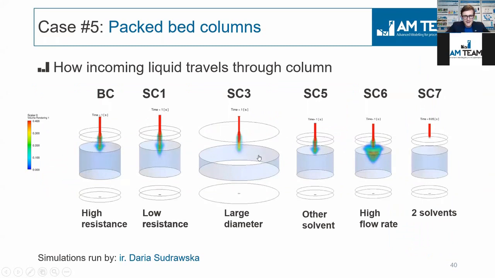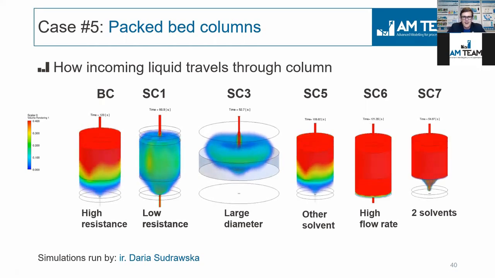So what you will be seeing here is a lot of information again. These are just 6 from these 7 scenarios. You can see the big diameter in the middle, and then the other ones have the same diameter. But for example, it can be another solvent, or the flow rate can be changed. It can be 2 solvents. It can be a low resistance or high resistance. So just let's play everything first and then analyze.